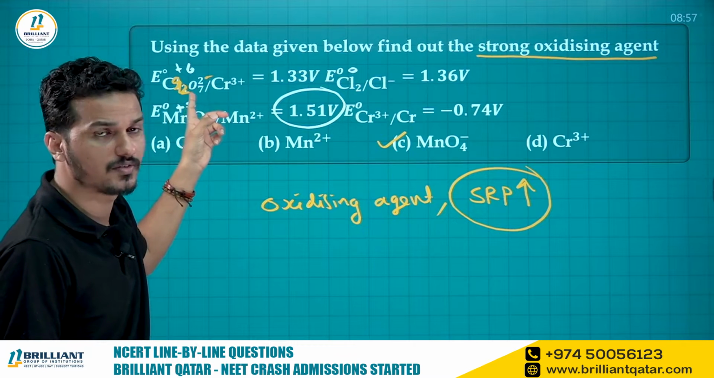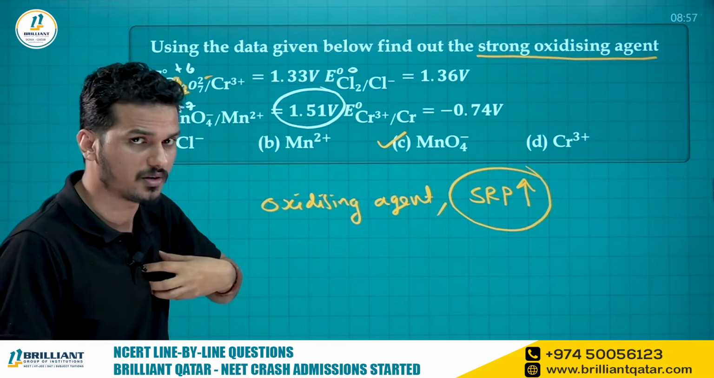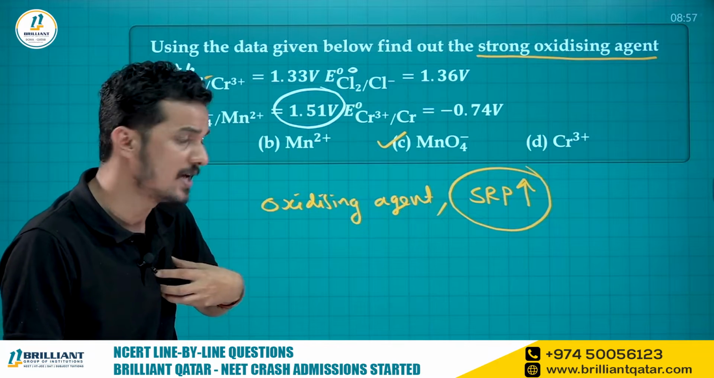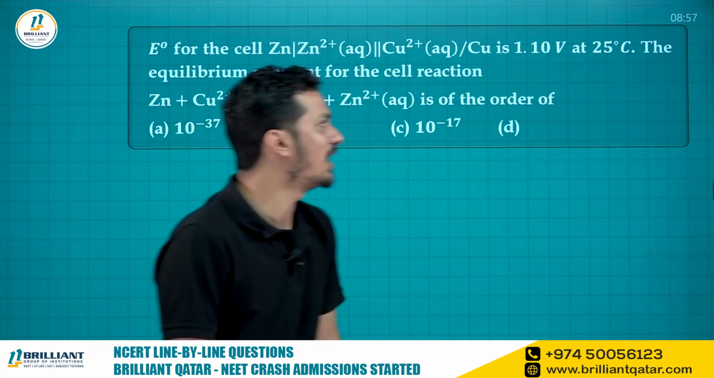Potassium dichromate, Cr2O7 2 minus, will come. That idea you have to remember. Is it so? If it's so, ready now? Okay, then we can go to the next question, guys.